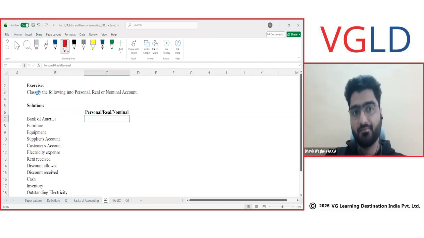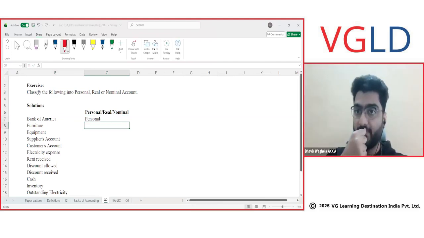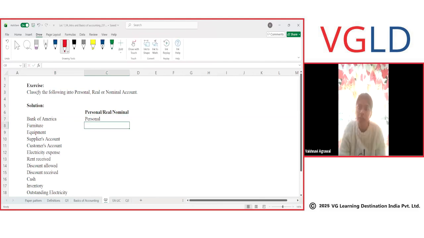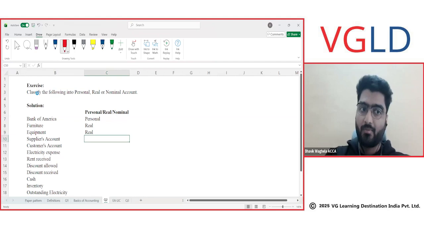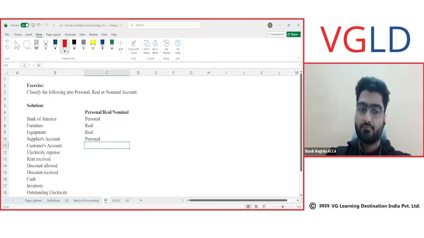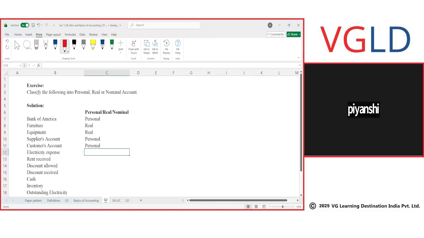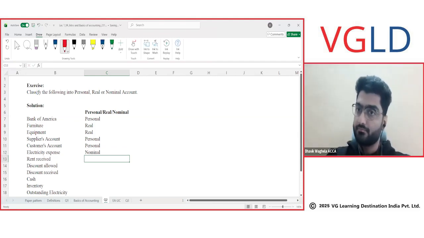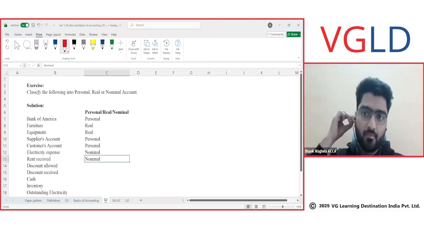Firstly, Bank of America. Personal account. Furniture. Real account. Equipment. Real account. Suppliers account. Personal account. Customers account. Personal account. Electricity expense. Nominal account. Perfect. Rent received. Nominal account, right guys? Rent received is my income, and income is a nominal account.